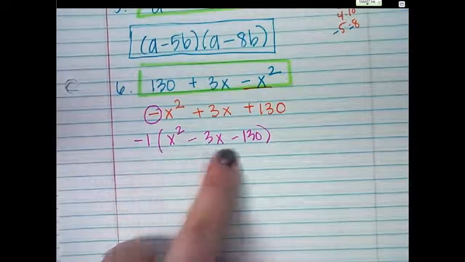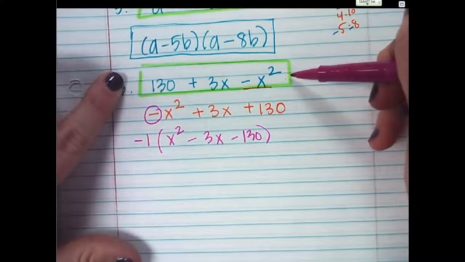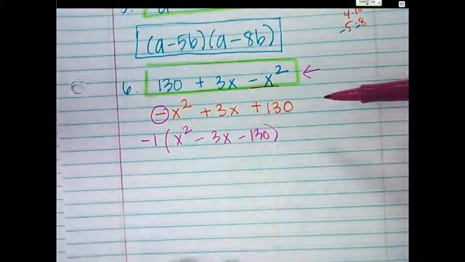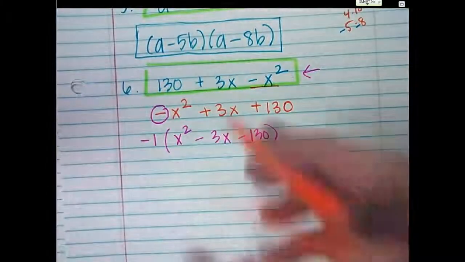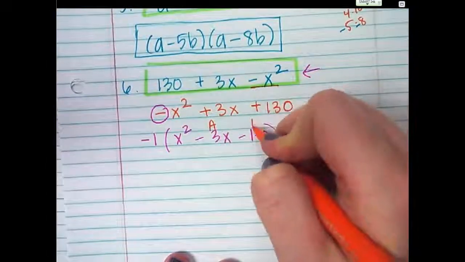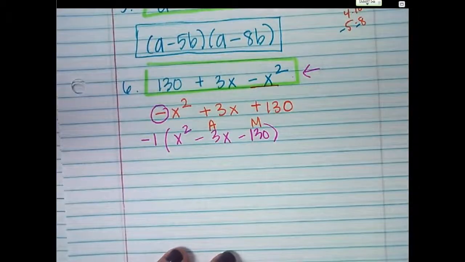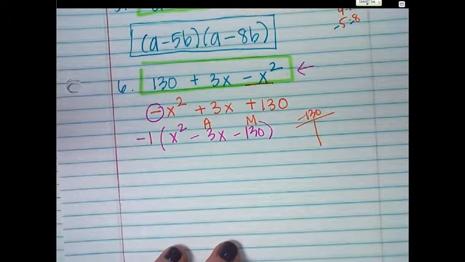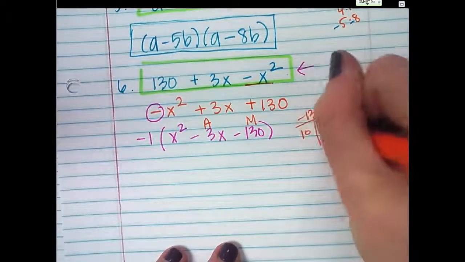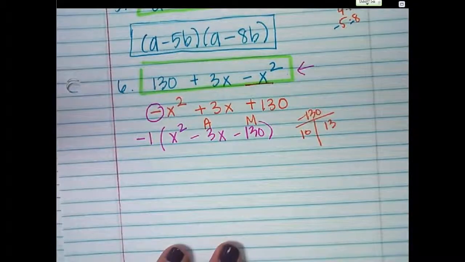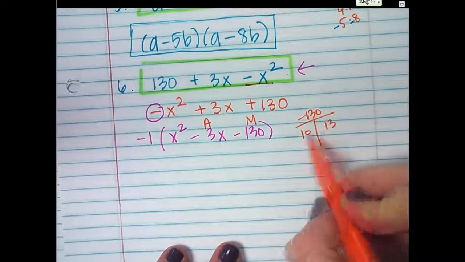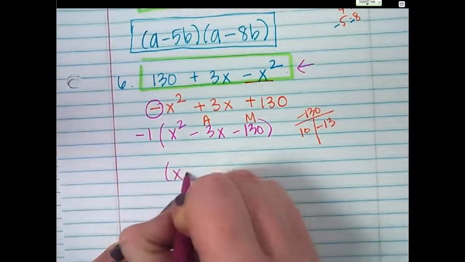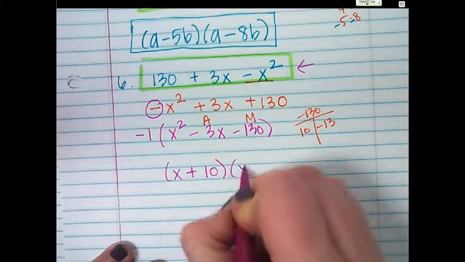If I multiply everything by a negative 1, it wouldn't give me the same simplified form. So I need it to be the same exact thing as this. So now I'm going to factor the inside part. So what adds to give me negative 3, multiplies to give me negative 130? Any thoughts? Very good. 10 and 13. You can list all your factors if you need to. Which one's negative? 13. So we have x plus 10, x minus 13.